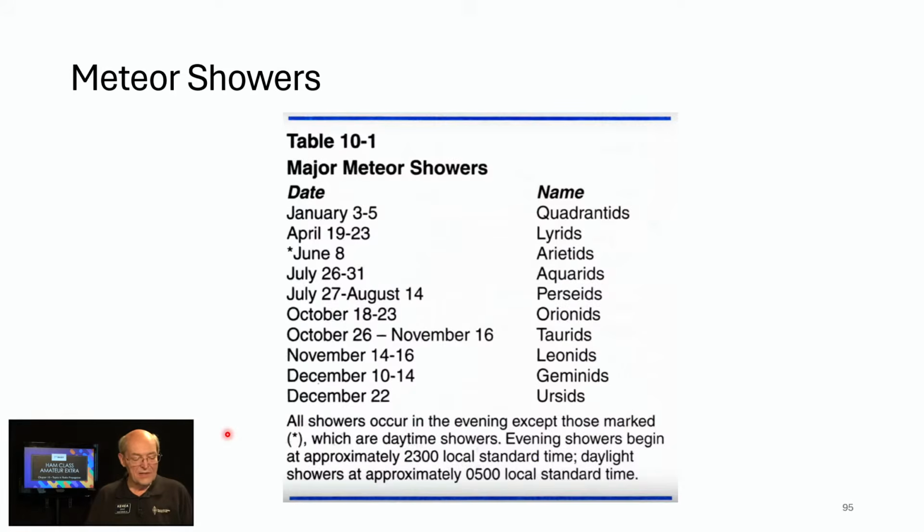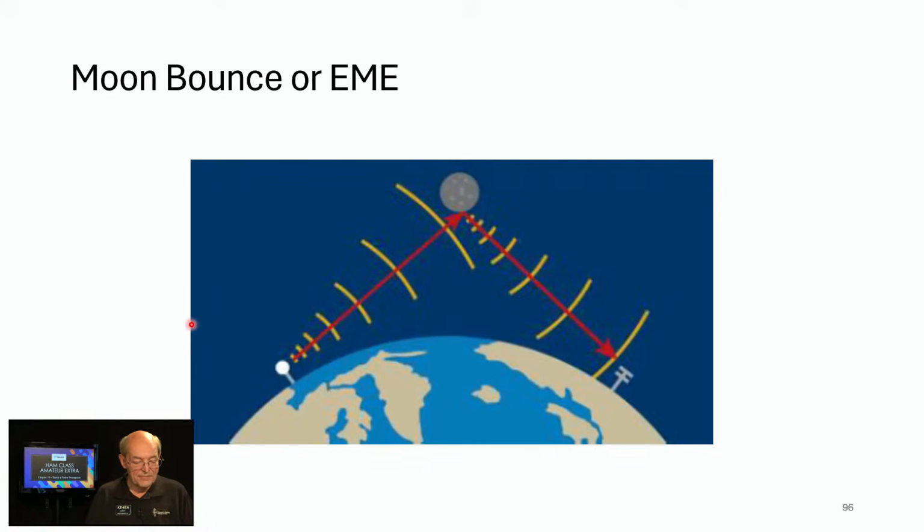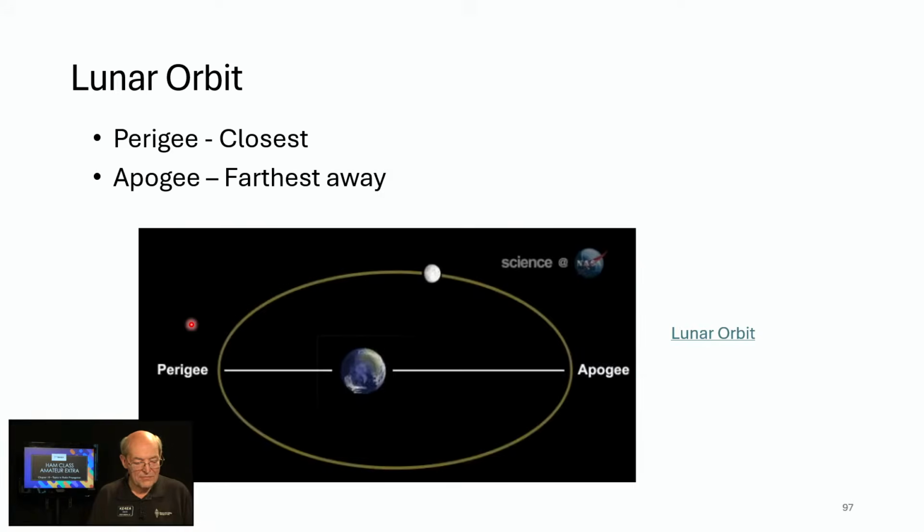There are certain times of the year that have predictable meteor showers. Here's dates and the name of these meteor showers. So somebody that's chasing this kind of thing can concentrate on these dates. Now, moon bounce used to be very, very difficult to do, but it's more practical now with some of the modern WSJTX modes. Moon bounce, or Earth, Moon, Earth. There's certain times when it's easier to talk to the moon. That's when it's closer to us.